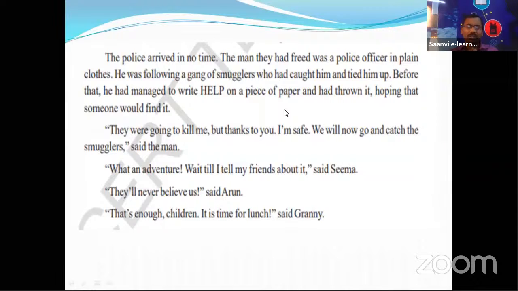What an adventure! Wait till I tell my friends about it, said Seema. Then Seema said that she wanted to tell this incident to all her friends. It's a great adventure for them, isn't it? Saving the life of a police officer. It's a great thing, said Seema. They will never believe us, said Arun. Arun said that even if you tell your friends, they are not going to believe you.